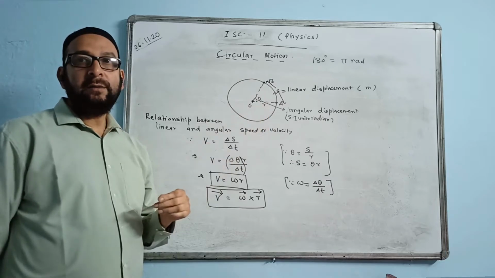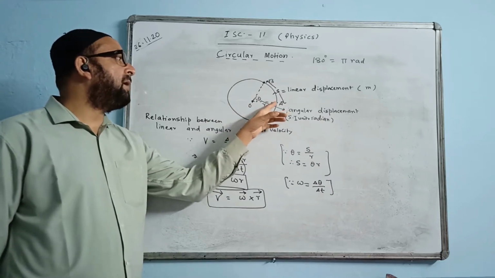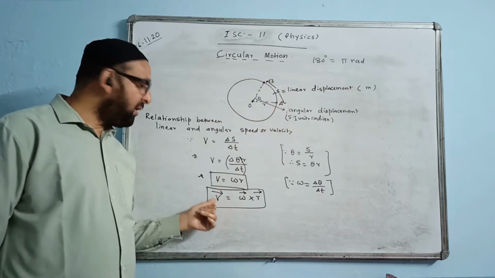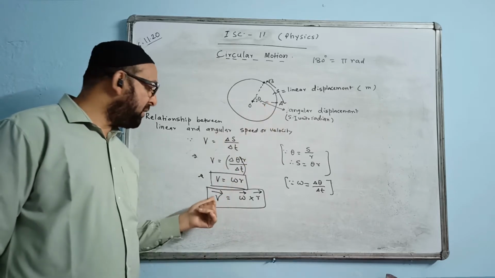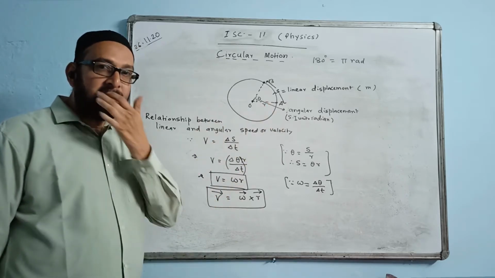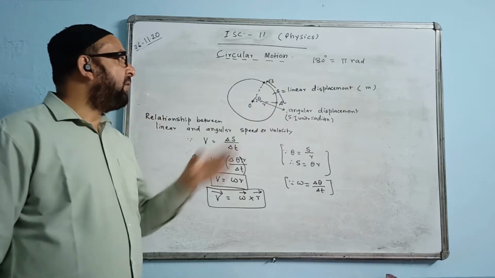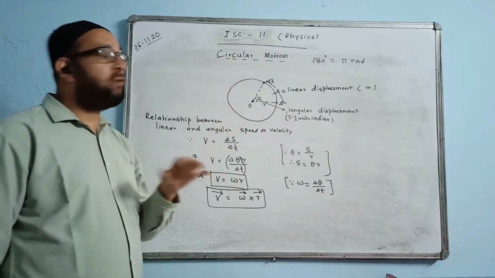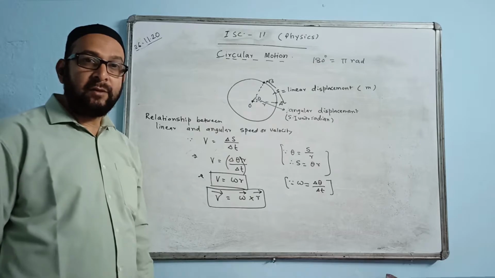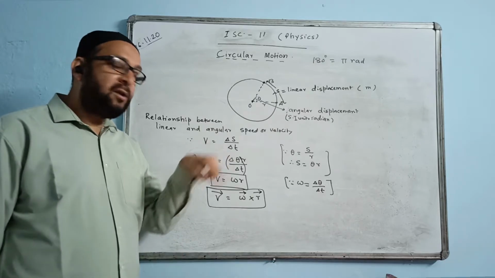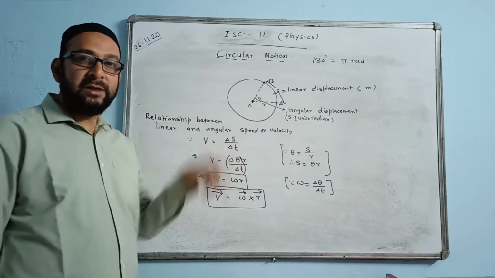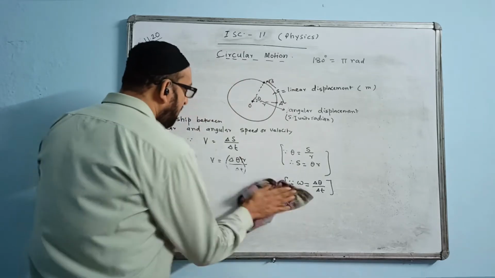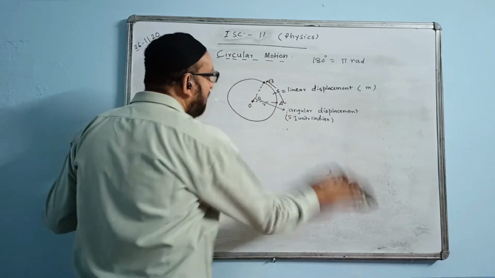Do you know what is the direction of velocity at every point? The direction of velocity at every point is given by a tangent drawn at that point. That is why the velocity direction is perpendicular to the radius, that means tangential, along the tangent. And velocity always keeps on changing. In uniform circular motion speed is constant, but velocity is not constant. Velocity is variable because the direction of motion of the body at every point keeps on changing.